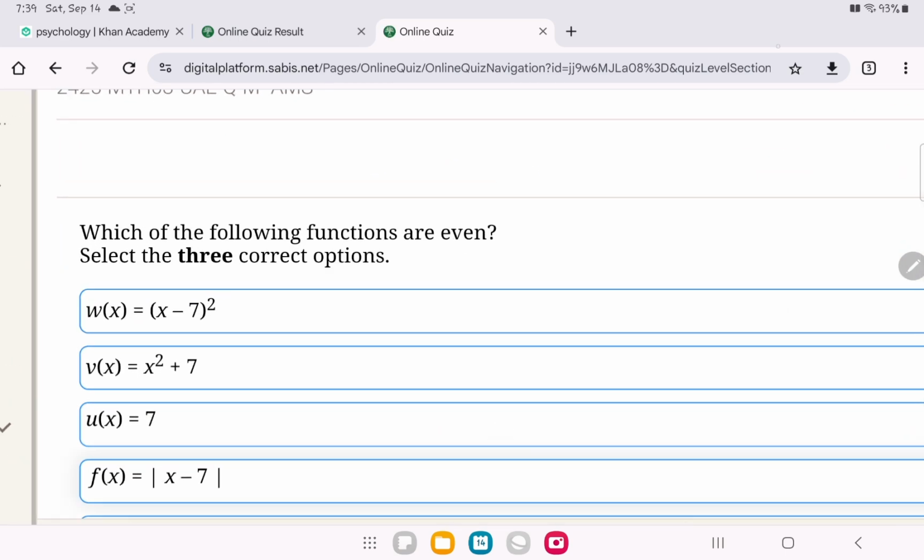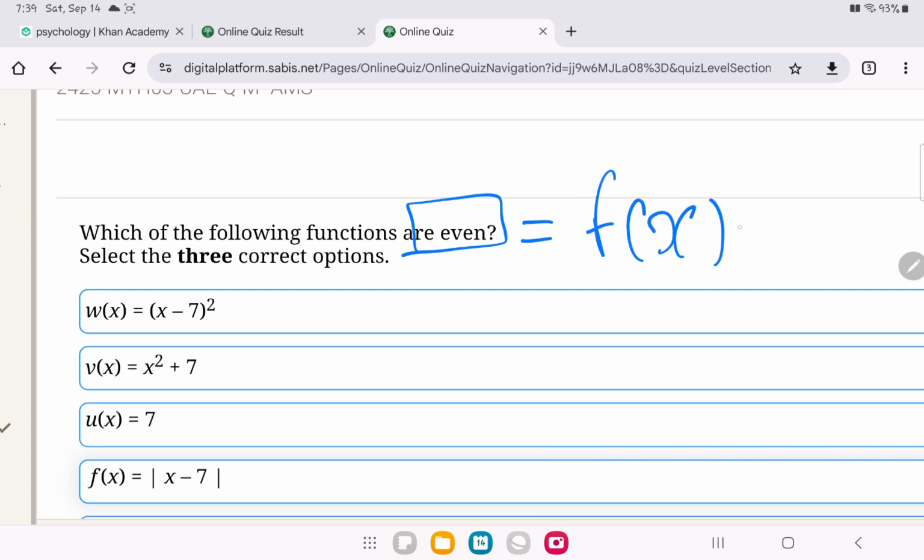Question number 3. Which of the following functions are even? How do we know if a function is even? We have simply one rule. f(x) equals f(-x). Meaning, let's take an example. x to the power of 2. We need to see if this is an even function or an odd, or like not an even function.